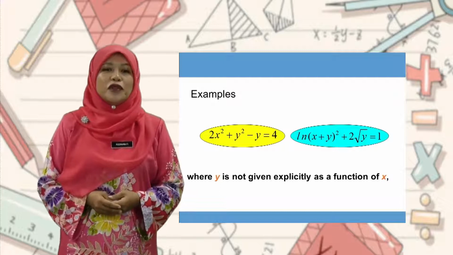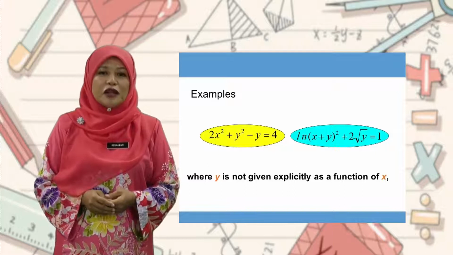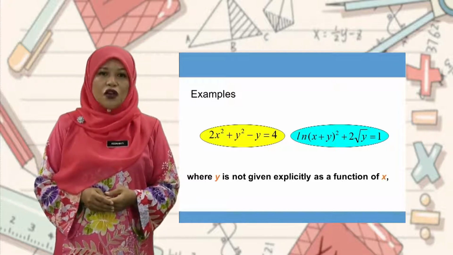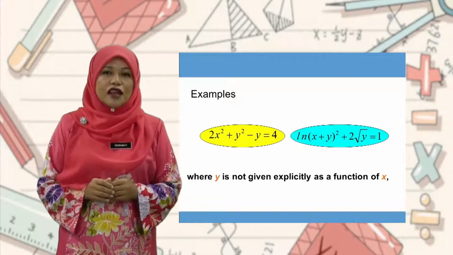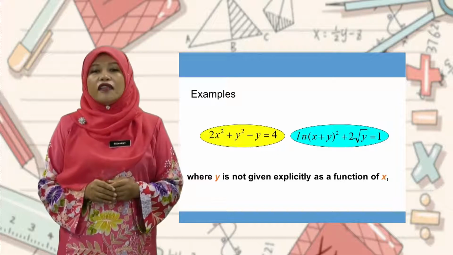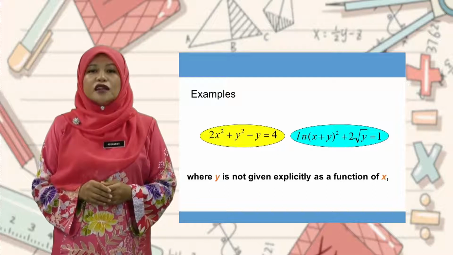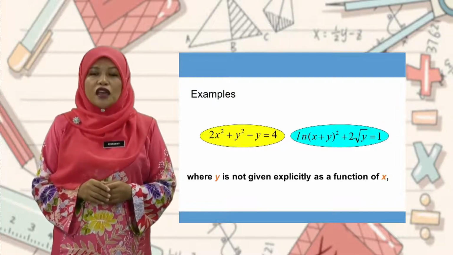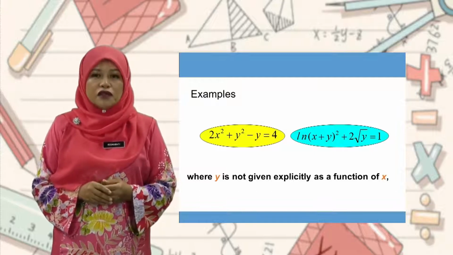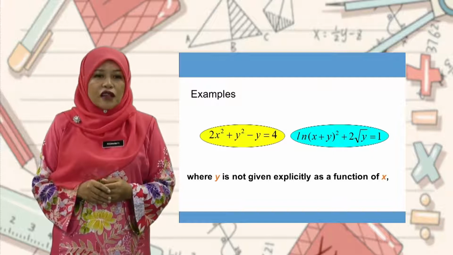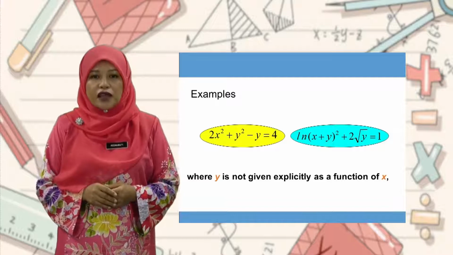Okay, there are two examples here. The first one, 2x squared plus y squared minus y equal to 4. Here we can see that y is not easy to be written as a subject. And then the second example, ln x plus y squared plus 2 square root y equal to 1. In this second example, y also is not easy to be written as a subject, or we can say that y is not given implicitly as a function of x.